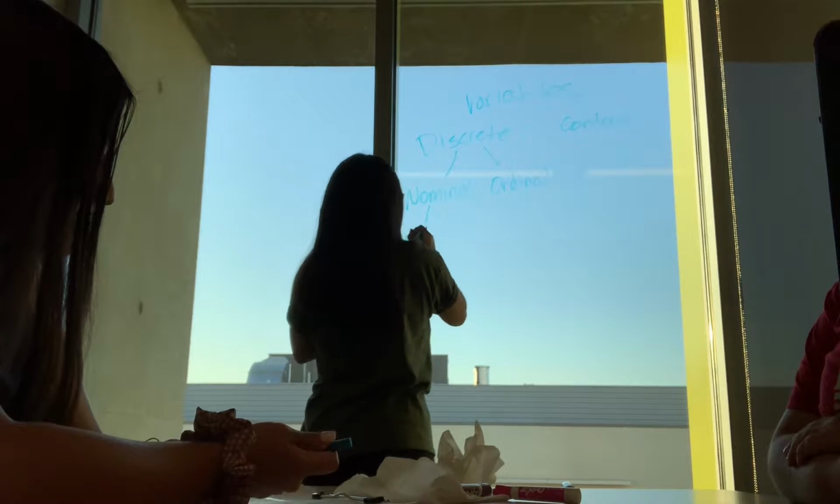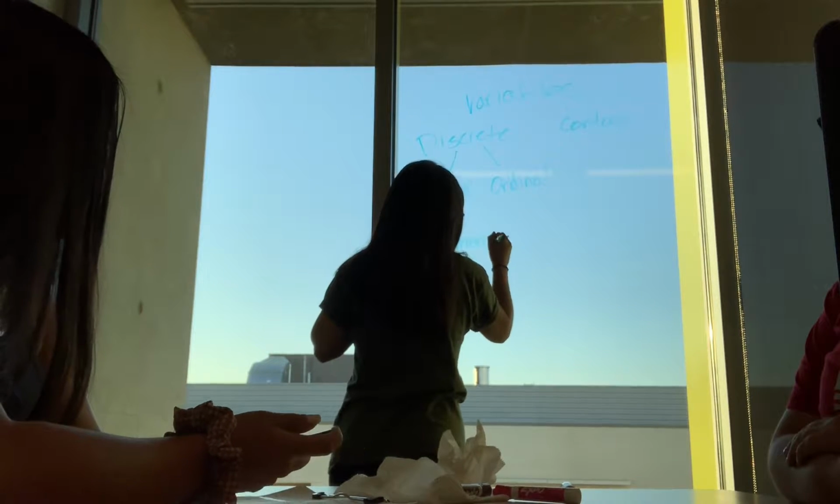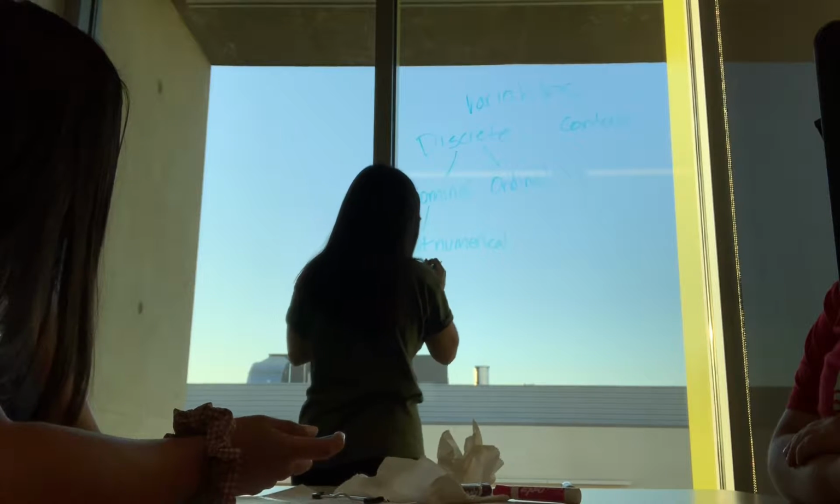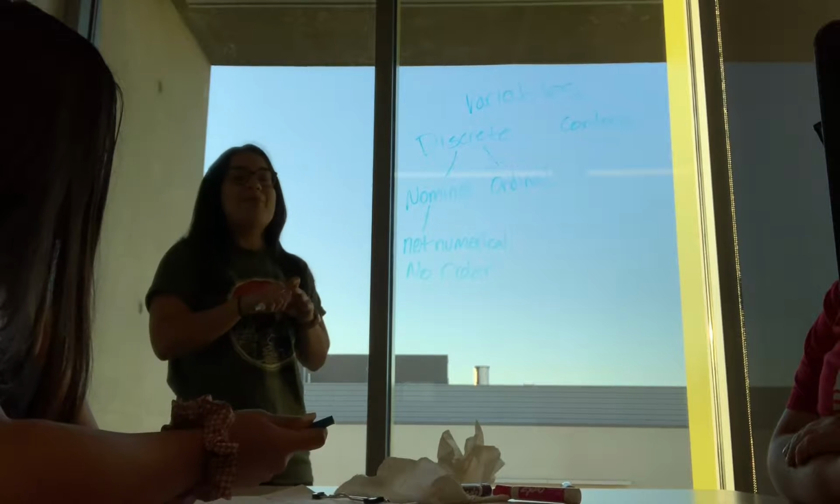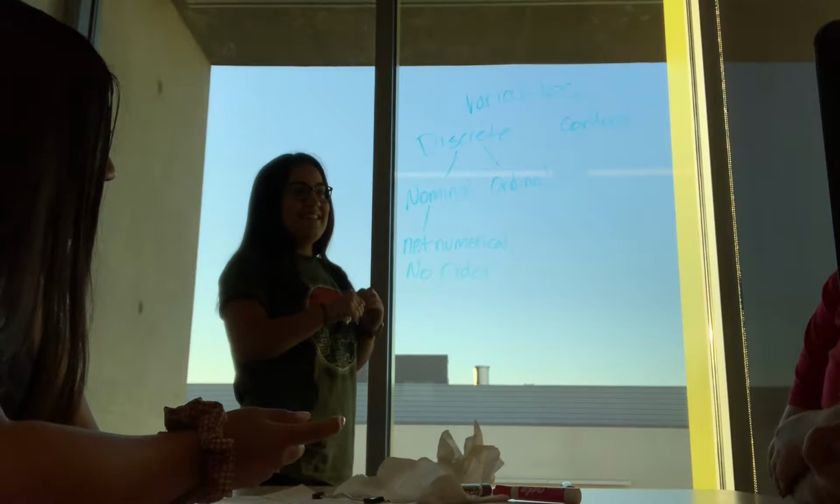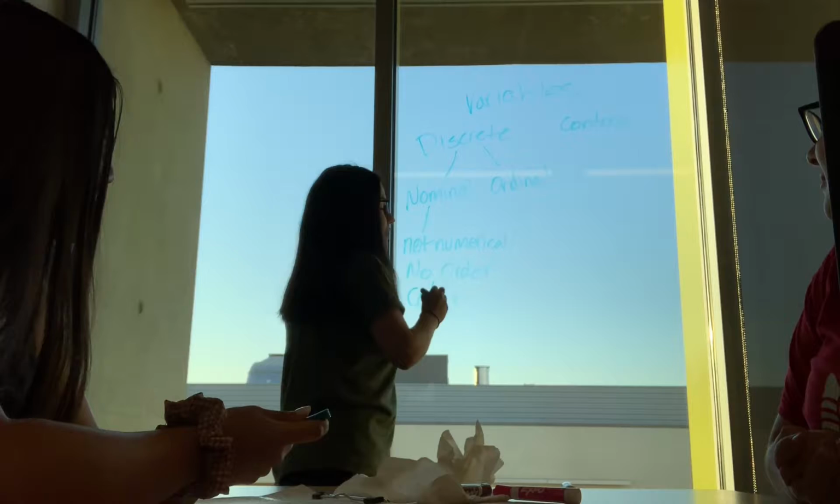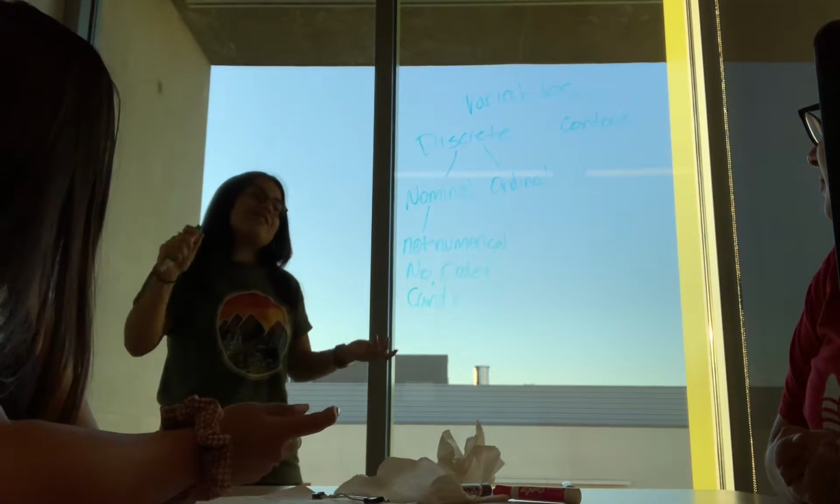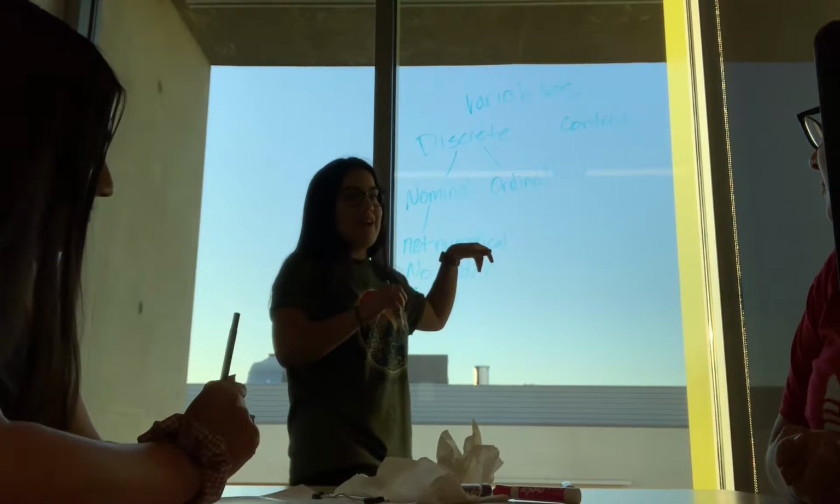Nominal are not numerical and have no order. Can anybody think of an example for nominal data? Vanessa? The different types of candy bars. Yeah, so different types of candy bars. So if I were to say Hershey or Snickers, there's no order to that and it's not numerical.